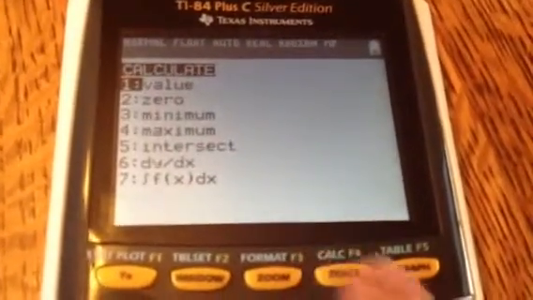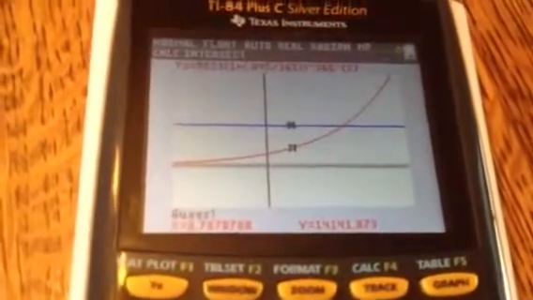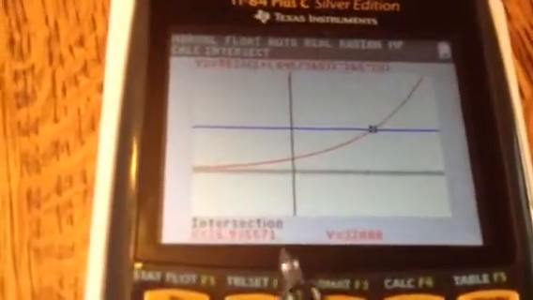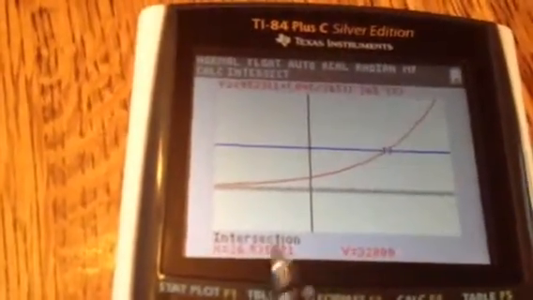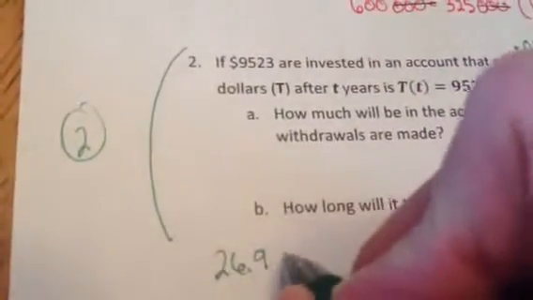Okay, so I'm going to choose 5 for intersect, hit enter 3 times, and I get about 26.9. And don't round it to 27. I'm looking for exactness here. So the amount of years that that one's going to take is 26.9 years.